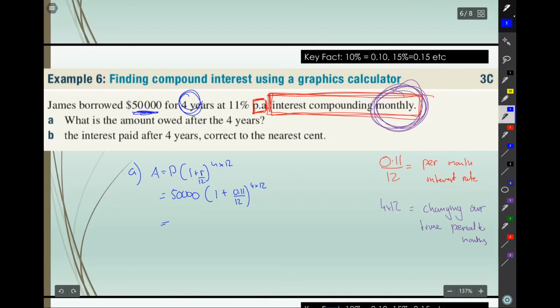Alright, now that all goes into our calculator, and we come up with 77,479. And it keeps going on. Let's round it off. Again, this number is less than 5, so our number is not going to change.